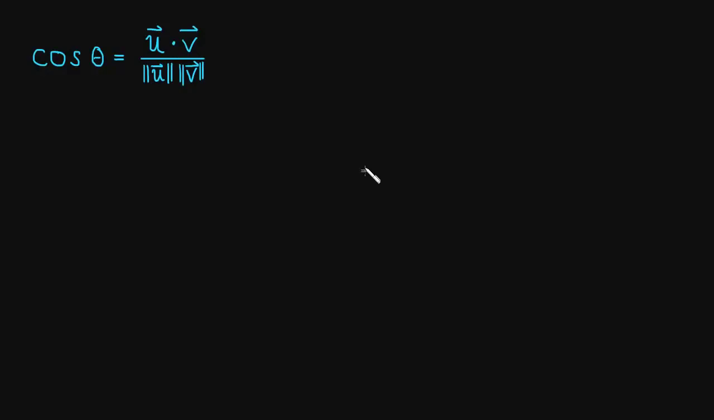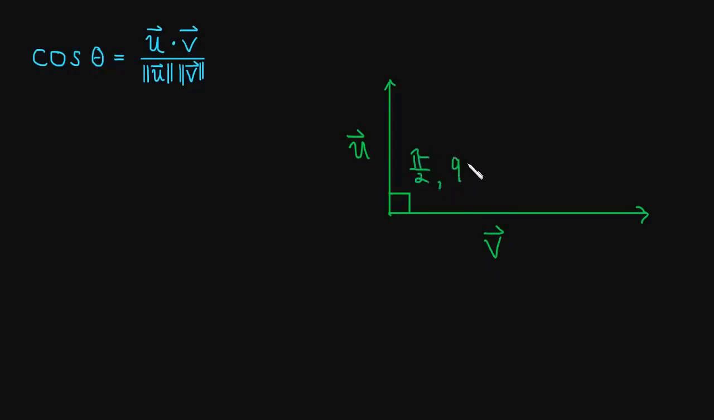So let's see what we can determine about two vectors when they're perpendicular. So if two vectors are perpendicular, what we say is they're orthogonal. So that's the word we use for perpendicular vectors. And let's see what we can determine. So u and v here. So this angle, of course, is pi over 2, or 90 degrees.